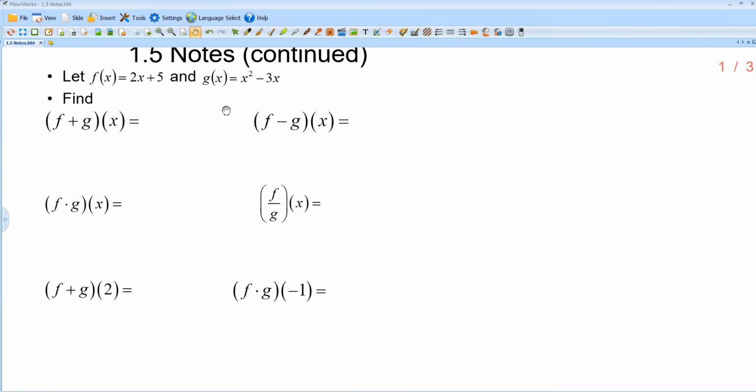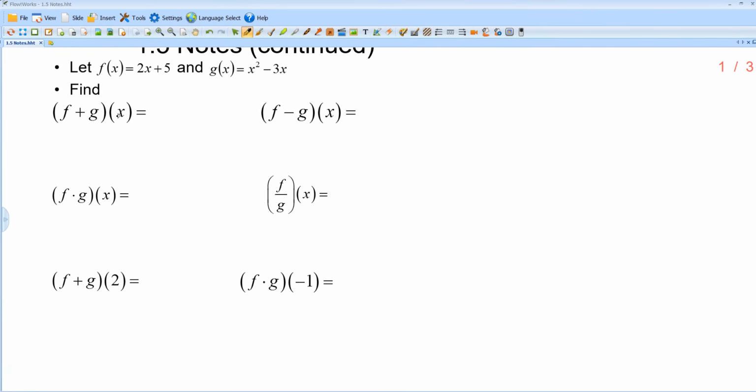So f plus g of x. Remember that f plus g of x just means we're taking the f of x function, 2x plus 5, and adding the g of x function, x squared minus 3x. When I add these two functions, I'm just combining like terms, so I get x squared minus x plus 5.